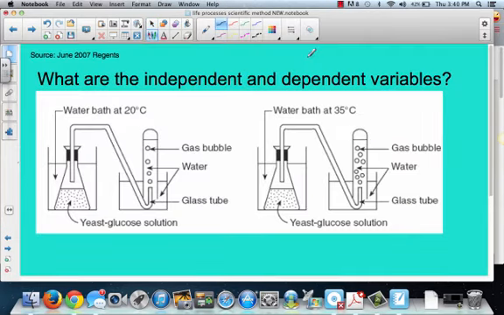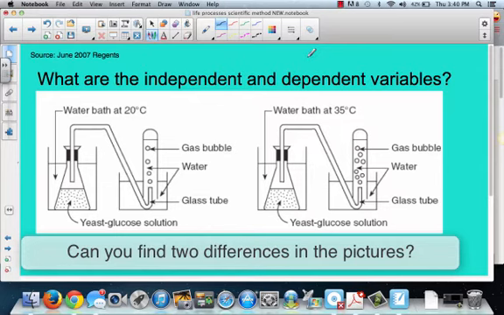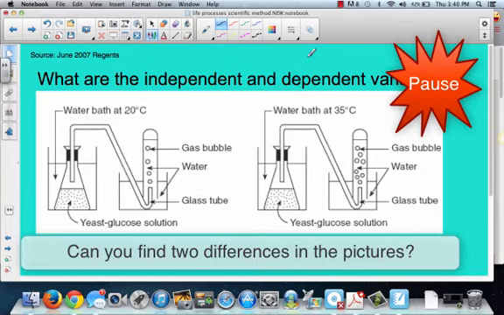Alright, so now let's look at an example experiment. Here's a diagram from a Regents exam from 2007. There are two different setups of this experiment. I want you to look at these two different setups, and I want you to pick out the two different things that are different. There are two things that are different about each of these diagrams. So I want you to pause the video, and I want you to write two things down that are different between picture A and picture B.